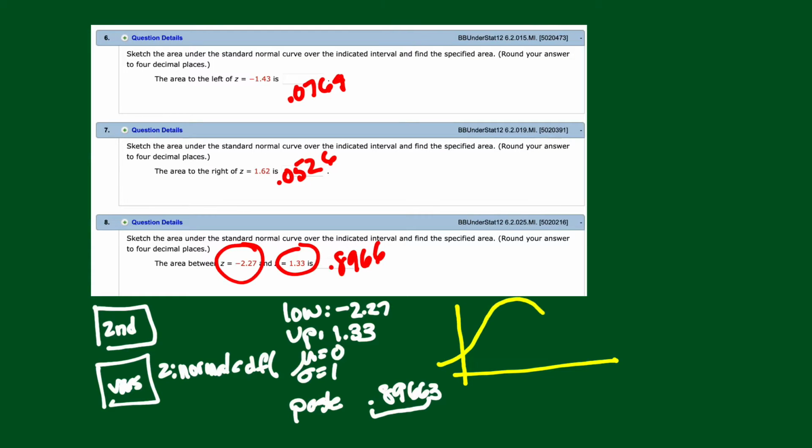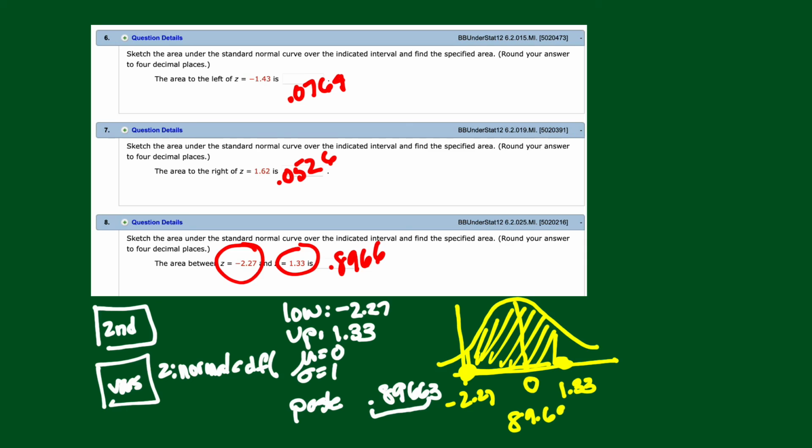Let's just be sure we understand what we're getting here. We've got a normal curve. The high point is 0, and we're going from negative 2.27 out here up to 1.33, negative to positive. And we're getting this area right here. What is that area? Well, that's about 89.6% of all the area under that curve. That's what we're doing.